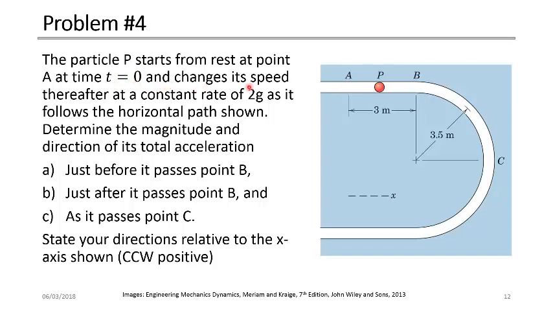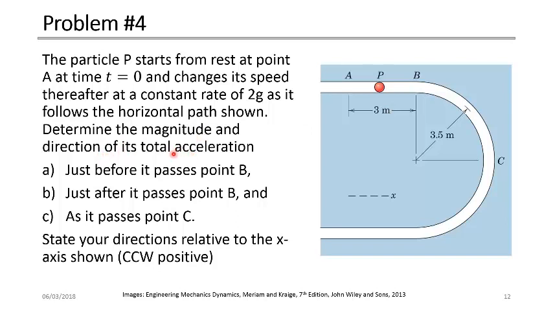And it changes its speed thereafter at a constant rate of 2g as it follows the horizontal path shown. So it means that between point A and point B, the particle has an acceleration of 2g. The acceleration is constant between point A and point B, and the distance here is 3 meters. Determine the magnitude and direction of its total acceleration.